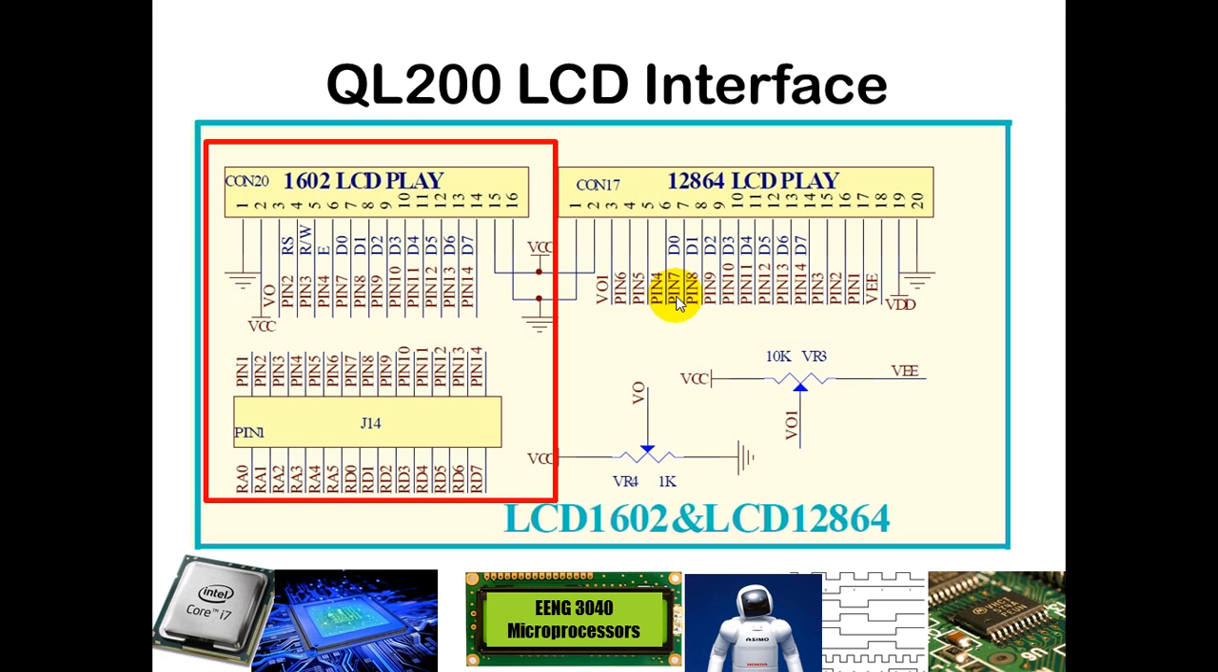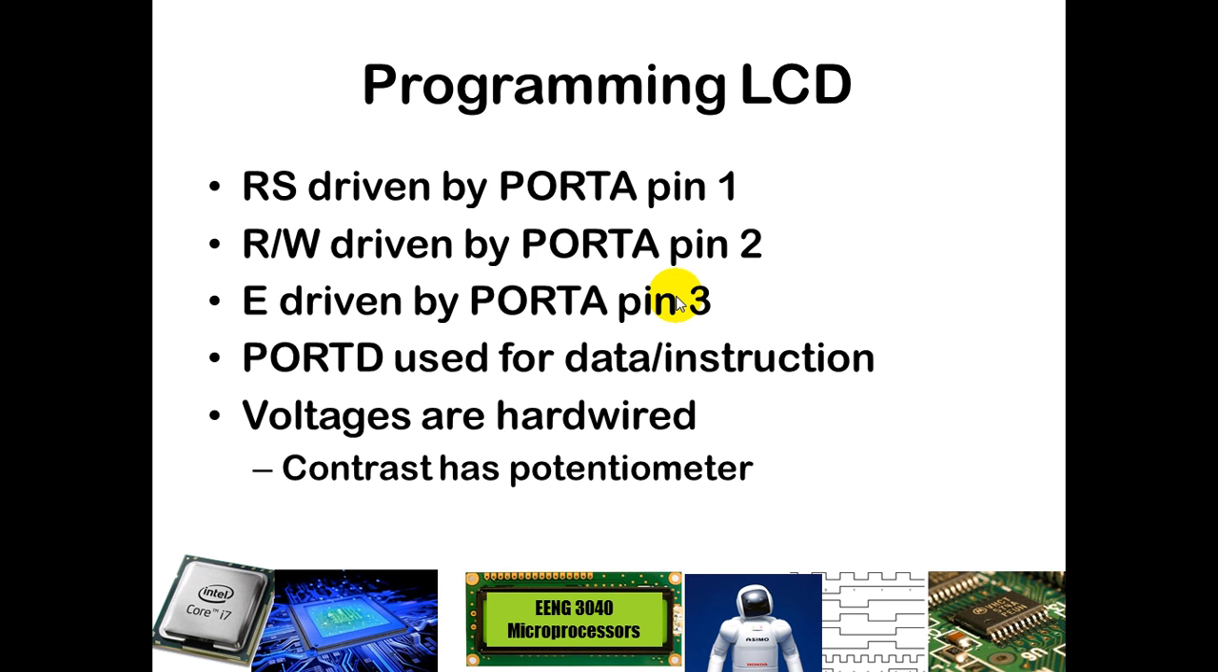In general, your instructions are going to be coming from port D, and then RS, RW, and E are going to be coming from port A. So here's what you have. RS is port A pin 1, RW port A pin 2, and your E is port A pin 3. And as we already mentioned, port D is where you're going to write out the instructions. And then all of the voltages in terms of the contrast voltage and the power for the light coming in are hardwired. There is a potentiometer on your board, but you won't need to adjust that for the contrast.